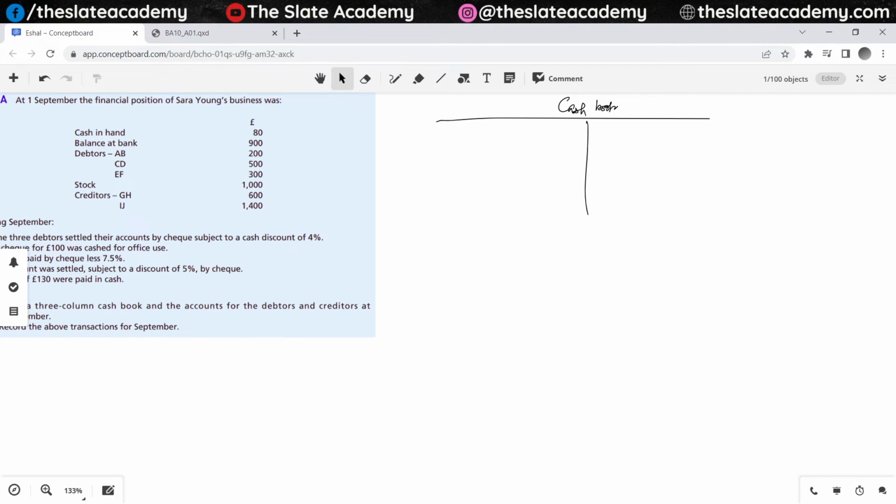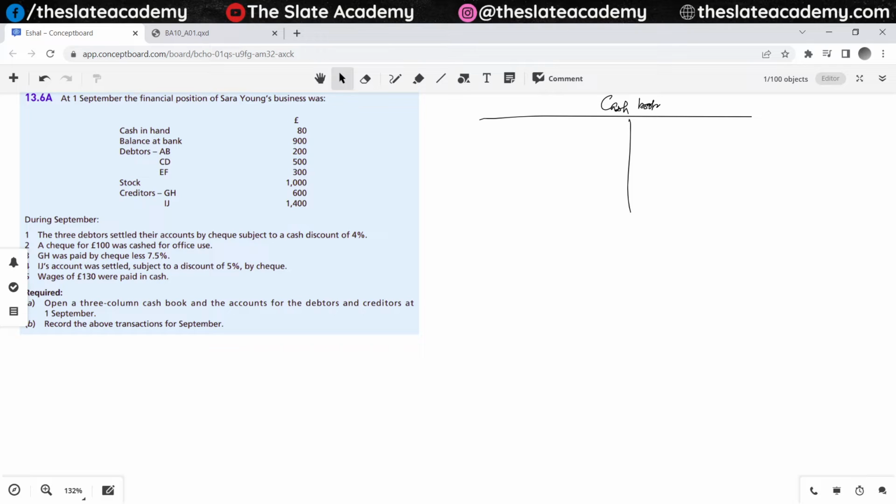So if I'm to start this one, first of all, it gives me opening balances. Opening balances are cash in hand, balance at bank, and debtors. So over here, I'll draw three columns on the debit side first.